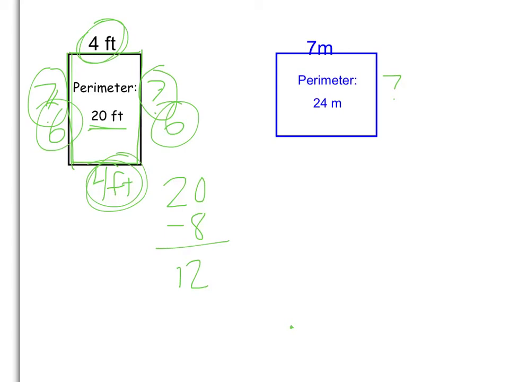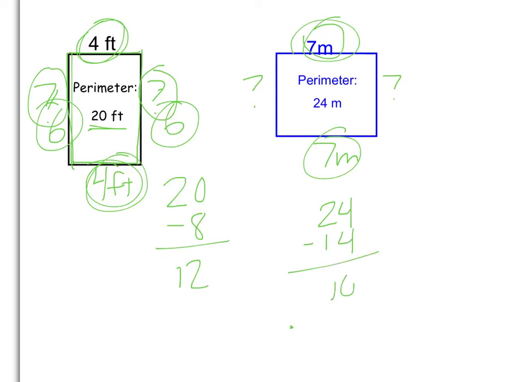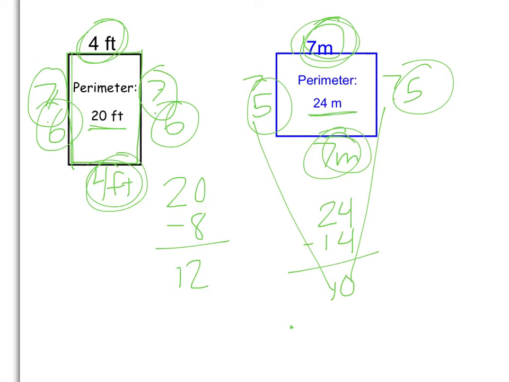Here's another one. The perimeter is 24 meters and the top is 7 meters. So we have a question mark here, 7 meters down below, a question mark on the other side. All right, so I can take my 24. I can get rid of these 2 7s. 2 7s is 14, so I have 10 left. 10 split between 2 sides would be 5 for each side. Tested is 7 plus 5 plus 7 plus 5 equal to 24.